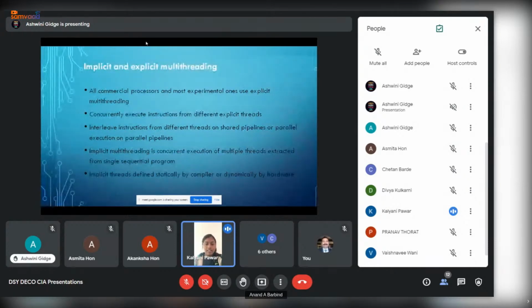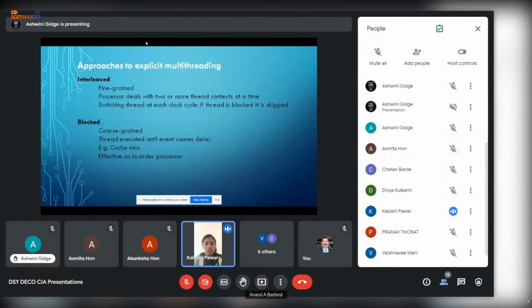Next we will see approaches to explicit multithreading. First one is interleave. Fine grain: the processor deals with two or more thread contexts at a time, switching threads at each clock cycle. If a thread is blocked, it is skipped. Second is block, coarse grain. Threads execute until an event causes delay, for example a cache miss. Effective on in-order processors.